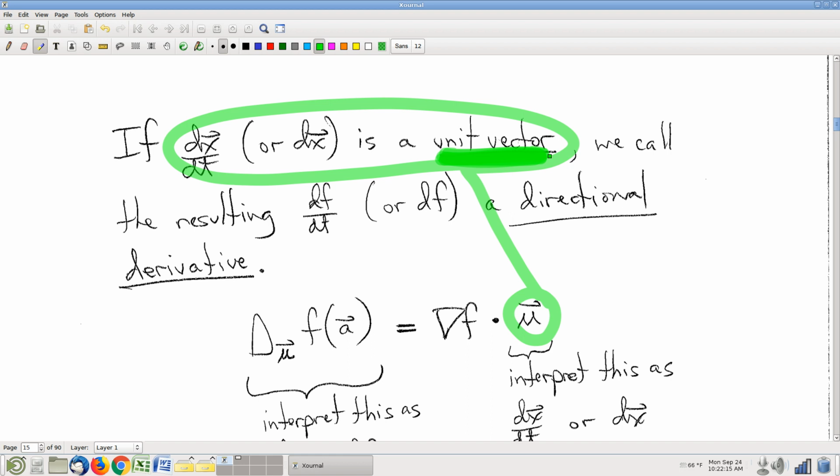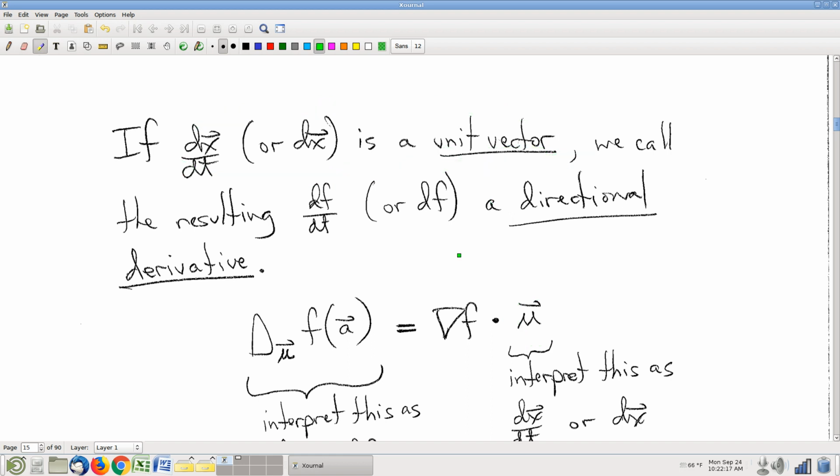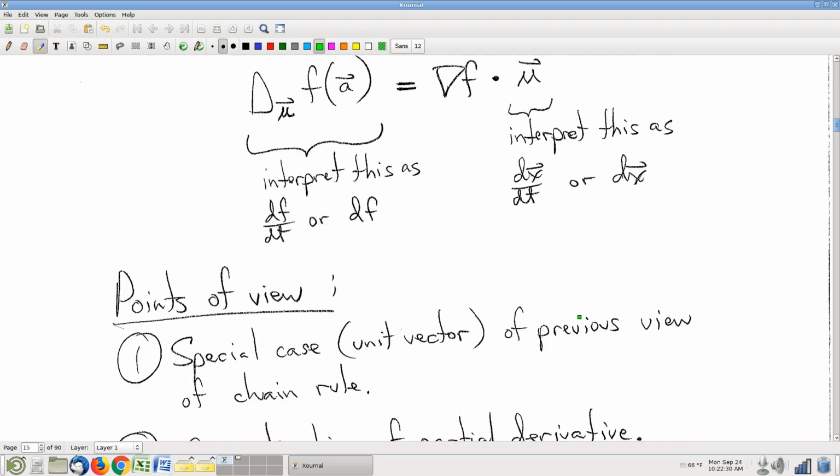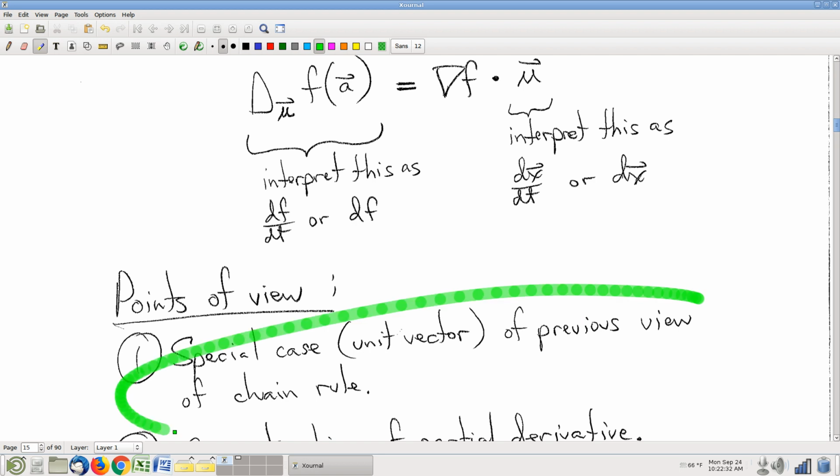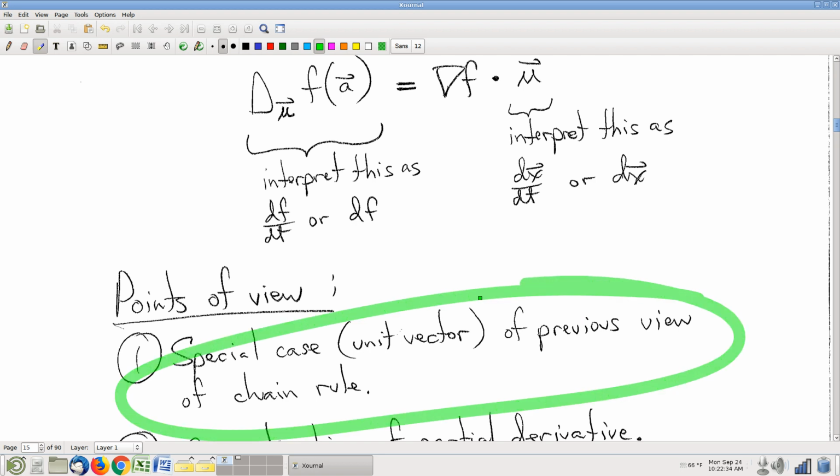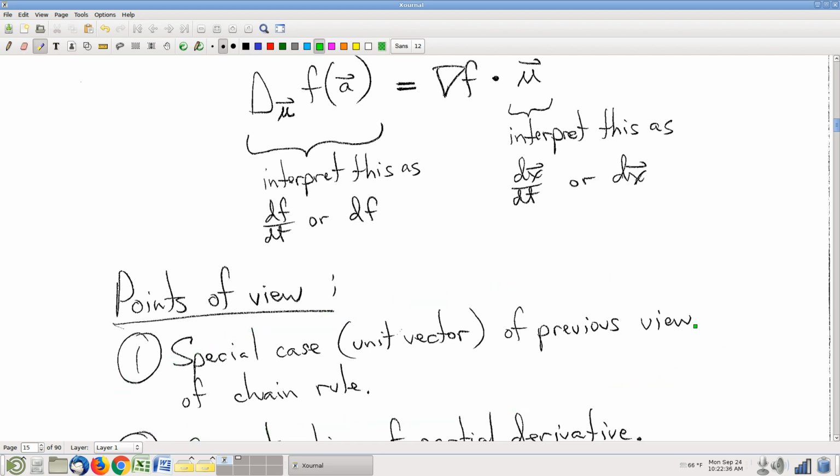The idea there is to look at the word direction. It's sitting right inside of the term directional. And how do we represent directions? Well, we represent directions with unit vectors. So it's reasonable. So we've talked about this. It's a special case of the chain rule. Now here's a different point of view on it.